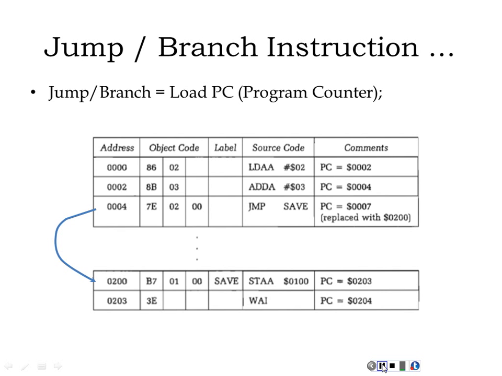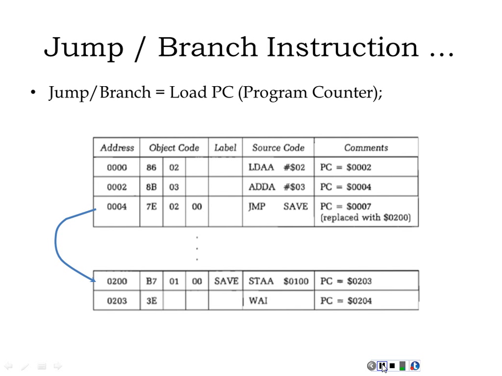The point where we finished the first table, the address is 0004, right? And the next table is starting from 0200, which is far apart from 0004, right? See what I'm saying? So in the middle, there are plenty of lines. Now, let's say for some reason you want to jump here. So that's why you are writing JMP save. So in the code, you are writing JMP save.